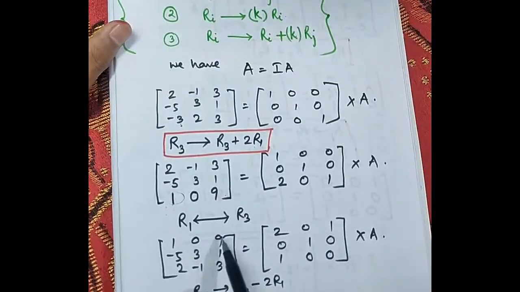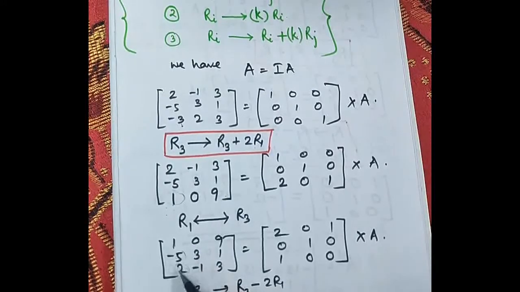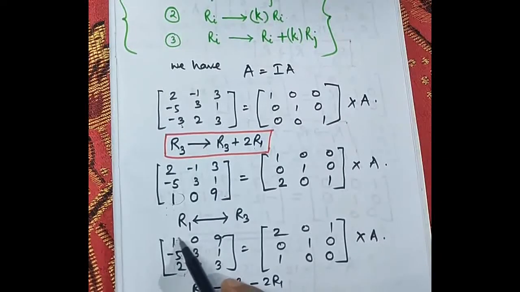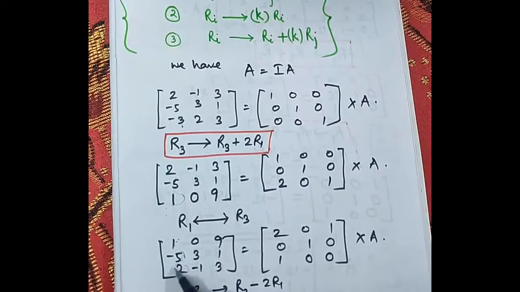Now you have to make this element 0 and this element 0. It is very easy. When the first element becomes 1, it is very easy to make these two 0. Because we know that if we multiply 5 with 1 and then add with this row, it will become 0. If we multiply 2 with this row and subtract from this row, it will become 0. So our target is to make this element and this element 0.